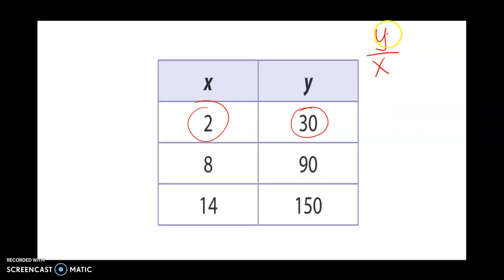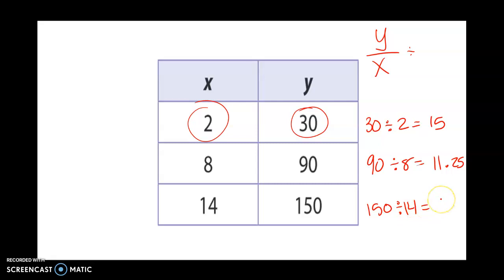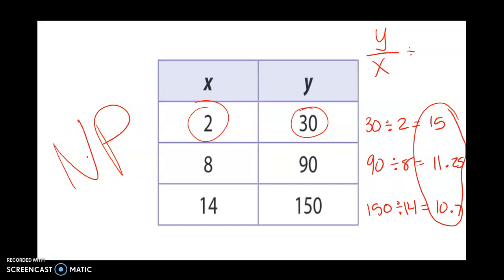So I'm going to take y, because y over x is y divided by x. I'm going to do 30 divided by 2. It's 15. 90 divided by 8 is what? 90, type in the calculator, divided by 8, 11.25. Let's test the last one. 150 divided by 14 is 10.7. Are these all the same? If they are not the same, then they are not proportional.